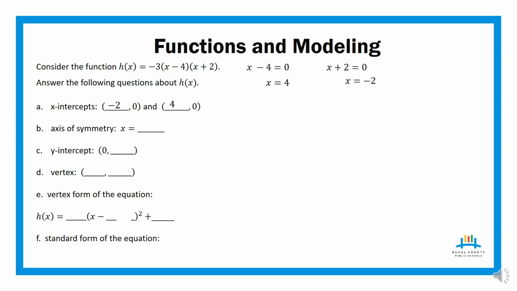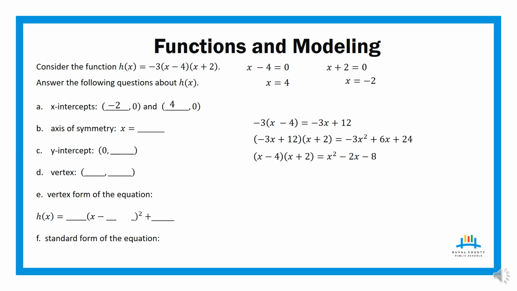You can either multiply -3 by x minus 4 first using the distributive property and get a result of -3x plus 12, then multiply this polynomial by the quantity of x plus 2 and get -3x squared plus 6x plus 24, or you can multiply the quantity x minus 4 times x plus 2 first to get x squared minus 2x minus 8, then multiply that result by -3 to get -3x squared plus 6x plus 24. Whichever you choose, you're going to come out with the same answer. So our standard form of the equation will be -3x squared plus 6x plus 24.